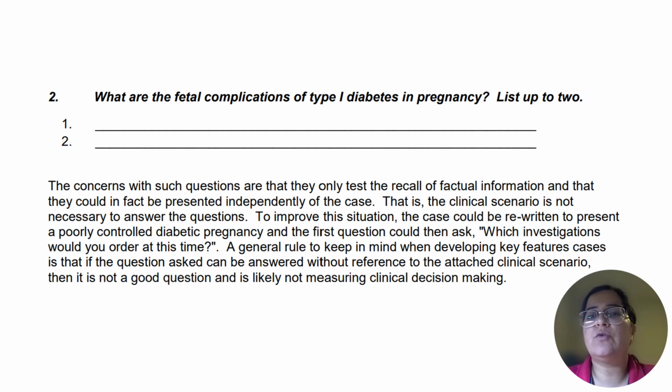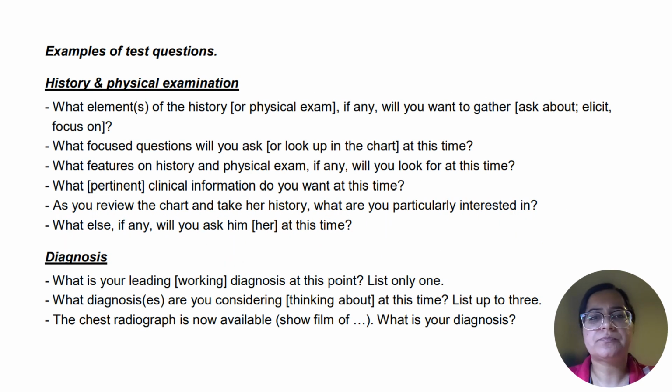And they can also ask you what are the fetal complications of pregnancy. So list up to 2. If they've asked up to 2, just write up to 2. So examples of test questions can be: elements of history that you want to gather, what focused questions will you ask the patient, what features and history will you look at this time?